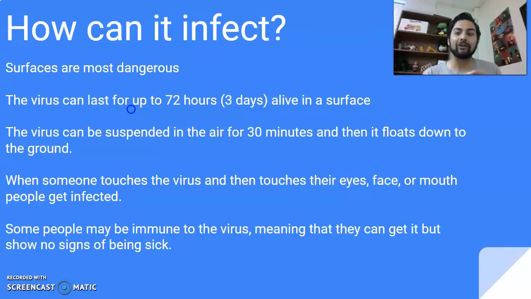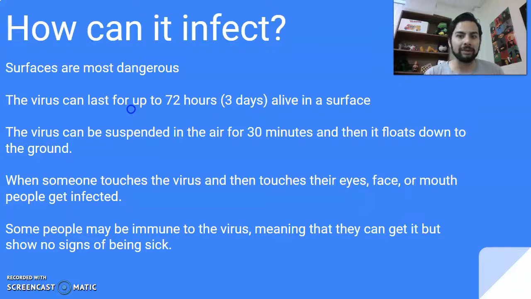All right. So everyone has to be careful. And the reason why we have to be careful is we wouldn't want to spread it to people who are older and could be fatally affected, or people who already have a problem with respiratory illnesses. So that's the basic introduction of the coronavirus. Tomorrow we'll continue talking a little bit more.